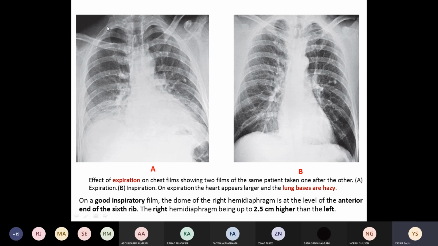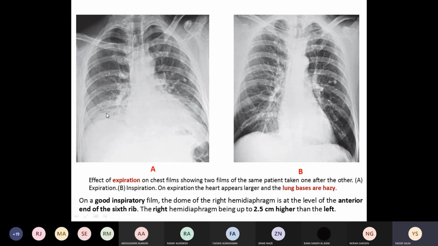But in this one, this is the first posterior rib, and this is the second one, and this is the third, fourth, fifth, sixth, approximately at the level of the sixth posterior rib. This patient did not take a deep breath. Therefore the lung is not inflated by air. We know this by the level of the diaphragm.